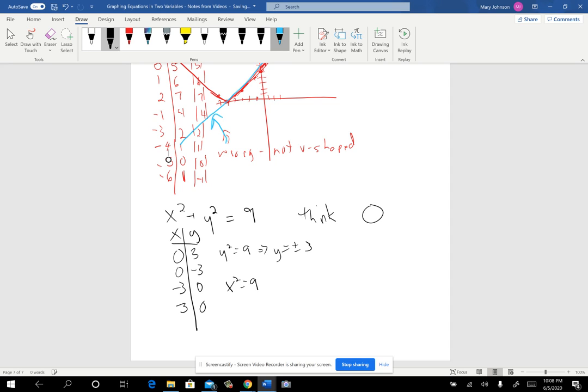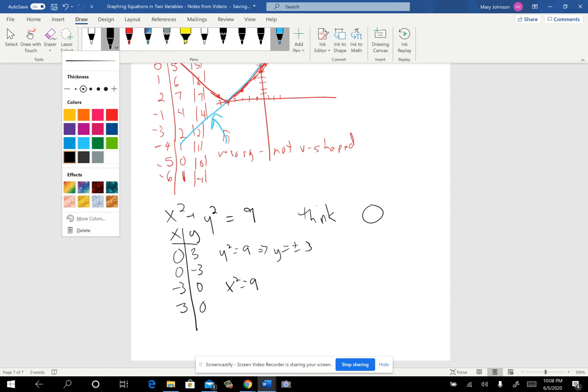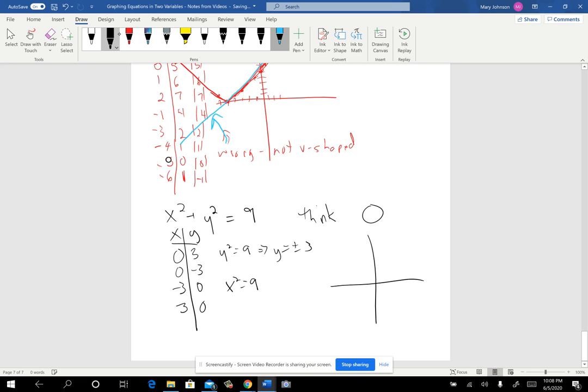Okay, well, if I know it's a circle, that's really all the points I need. Here's my 0, 3, here's my 3, 0, here's my negative 3, 0, here's my 0, negative 3, and I know it's a circle, so I don't really need to go exploring anymore. I can just go ahead and draw a circle with a radius of 3. You see how it really cuts down on how many ordered pairs you need to find?